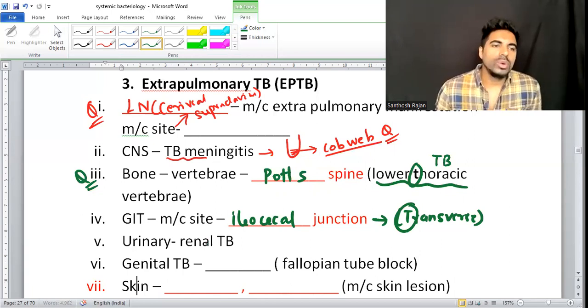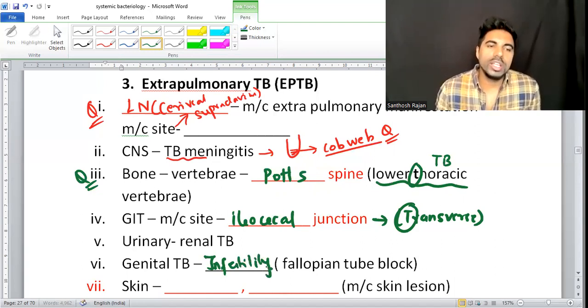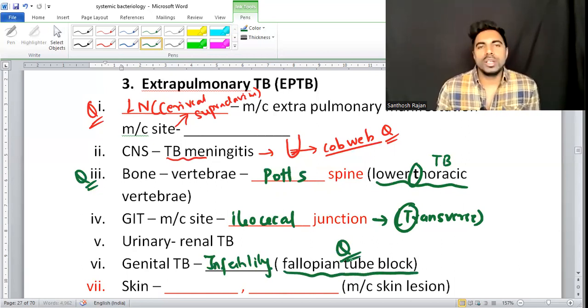Okay. In the urinary system, renal TB causes disease. In the genital system, what does it cause? It causes infertility. One of the common causes of infertility, especially due to fallopian tube involvement. When fallopian tube blockage happens, the most common cause is usually TB, genital TB. It's an important cause of fallopian tube blockage and infertility.